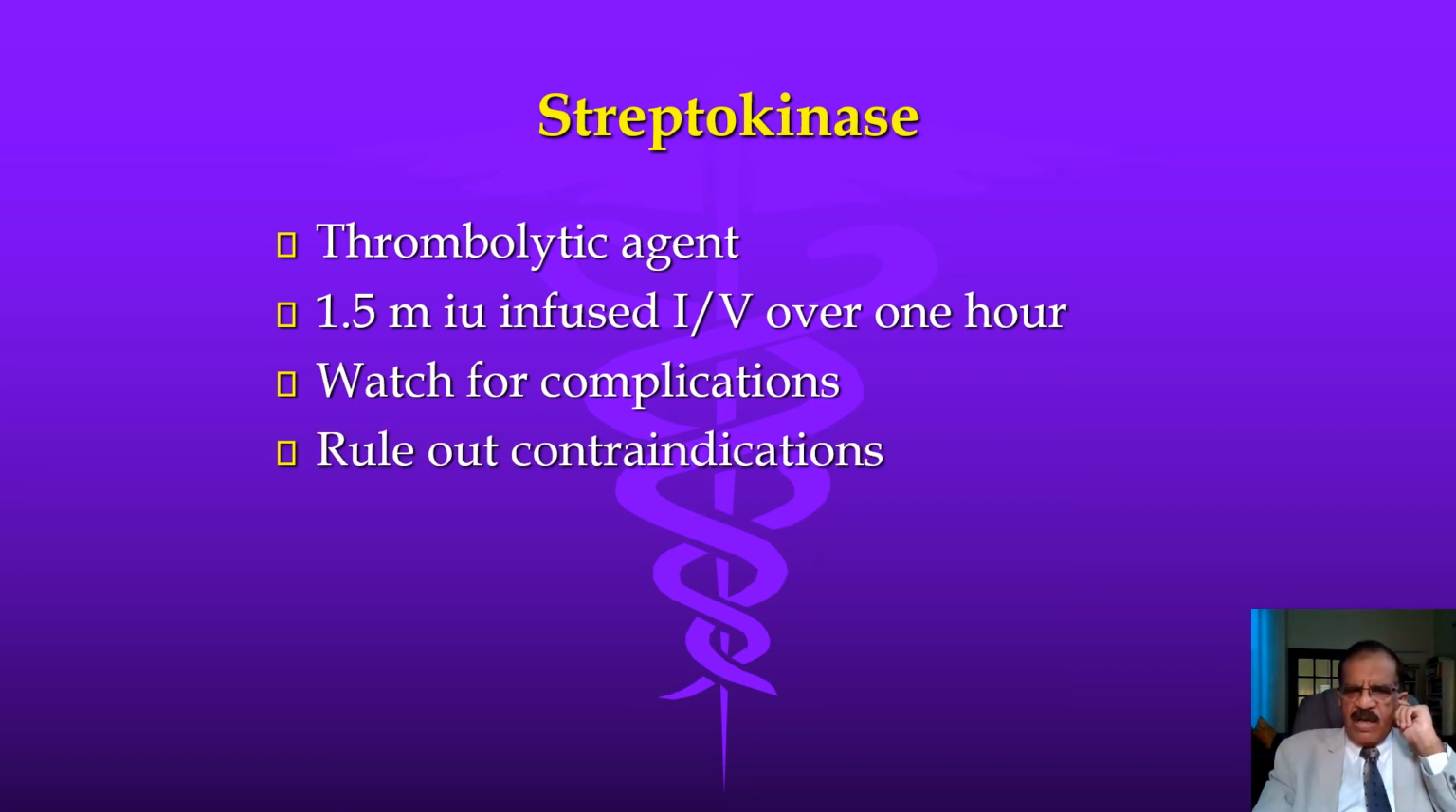Rule out contraindications. Most patients with acute coronary syndrome with ST segment elevation myocardial infarction are considered for streptokinase or some other thrombolytic therapy unless they go for intervention straight away. But only those who have a contraindication are ruled out. Recent intracranial hemorrhage or active internal bleeding, advanced liver disease, and pregnancy are some of the contraindications.